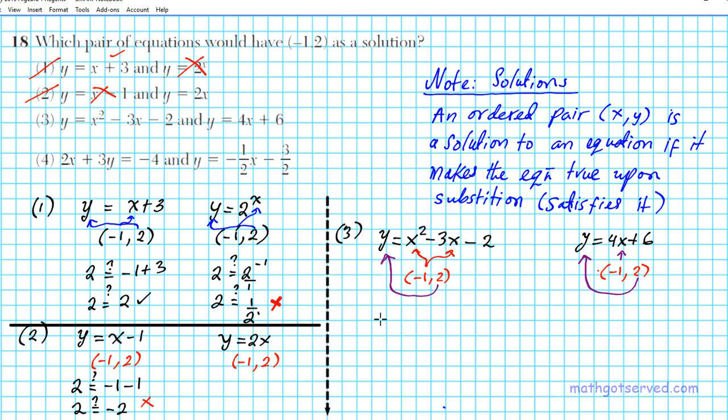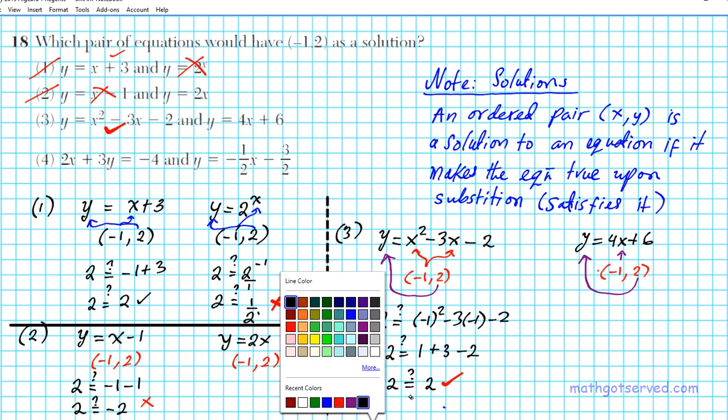For the first one, we have, is 2 equal to negative 1 squared minus 3 times negative 1 minus 2, is it? Simplify using the order of operations. So if you square negative 1, you get 1. Minus times minus is a plus. Plus 3 minus 2. Is 2 equal to 1 plus 3 is 4, 4 minus 2 is 2? Is 2 equal to 2? Absolutely. The first one is a check. We have to proceed to check the second one.